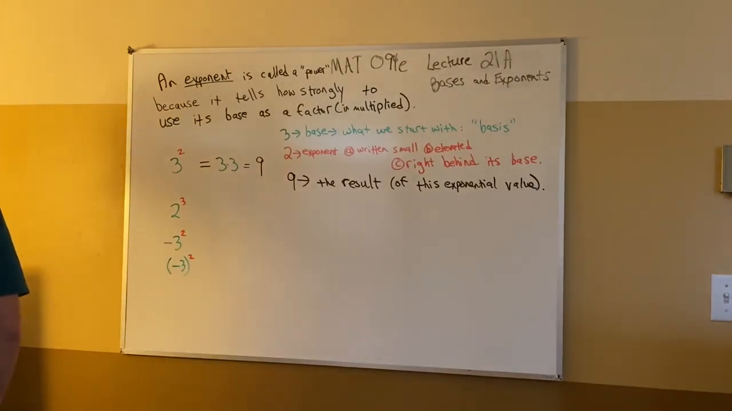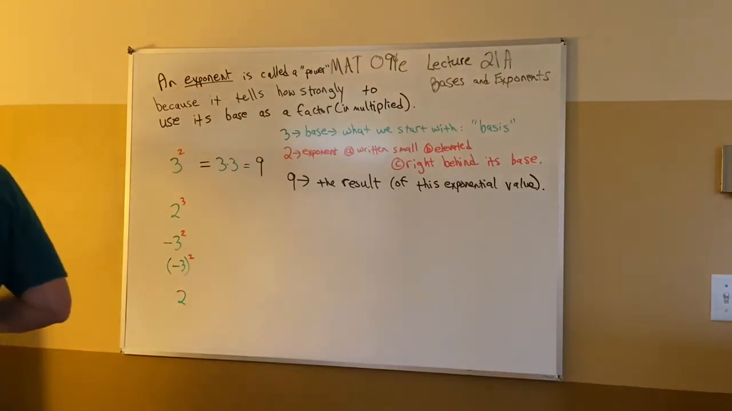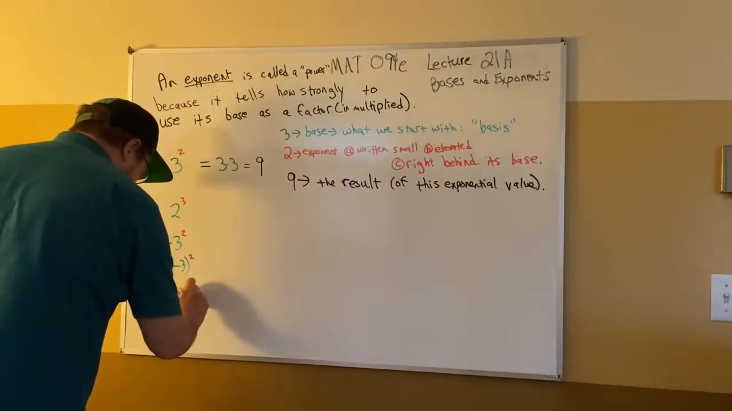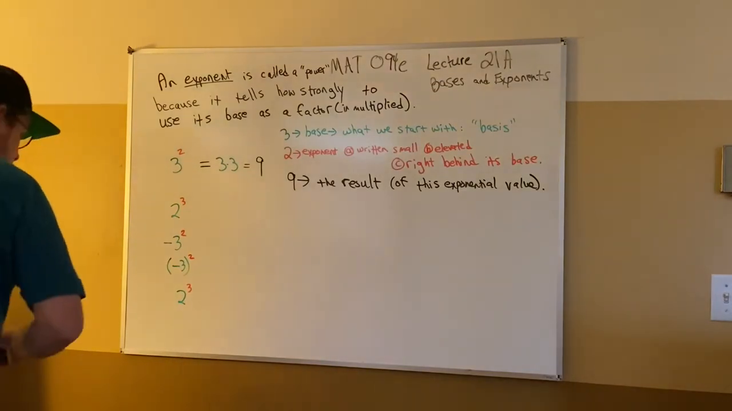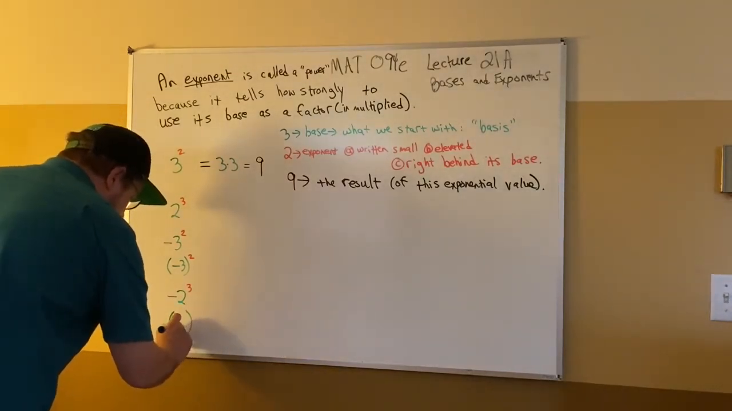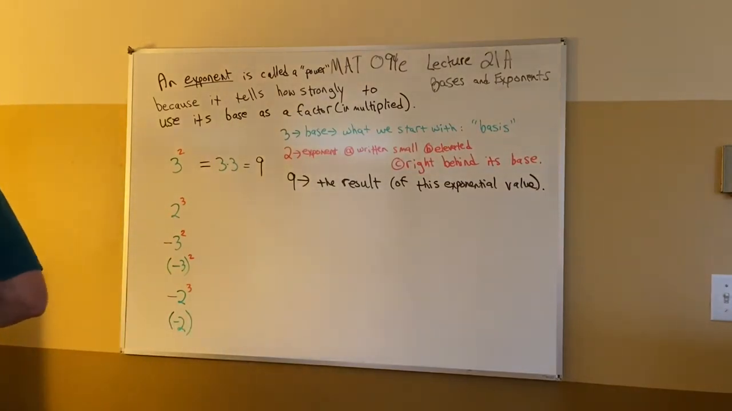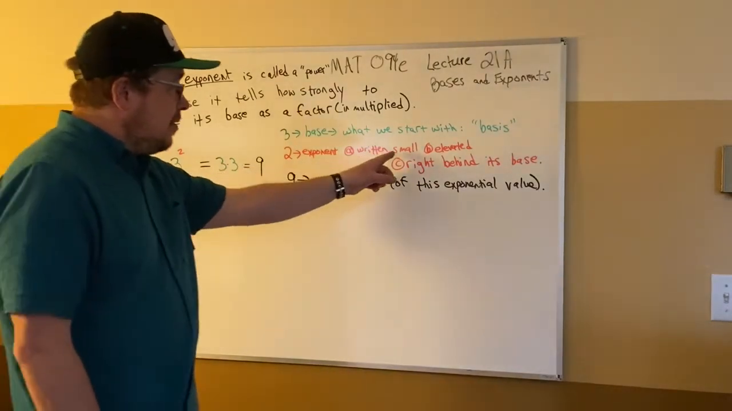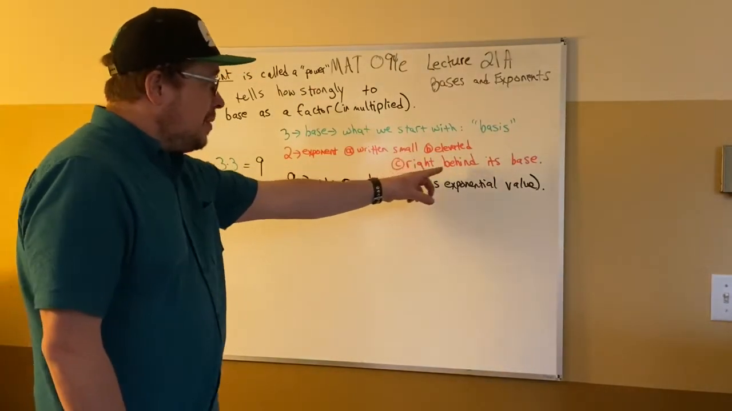And it's probably worth it to have me do this: 2 to the power 3. There are no parentheses on that one. I'll put a blue dash in front of my 2, which is raised to the power 3. And then one more thing that I'd like to do is put in a pair of parentheses with a dash and a 2 both inside the parentheses, and I want that to be to the power 3. And what this is trying to do is to really drive home the point that the exponent is written small and elevated, and it's right behind its base.